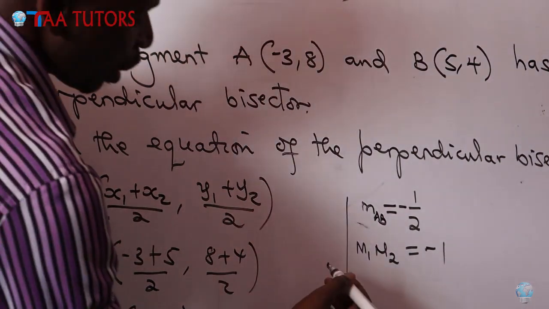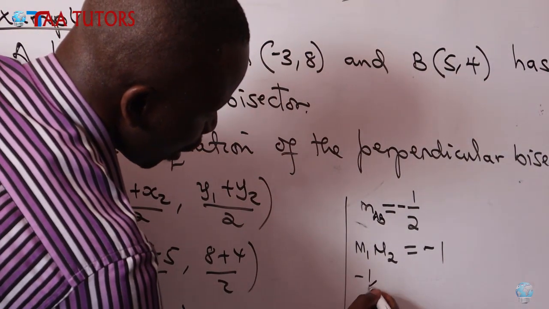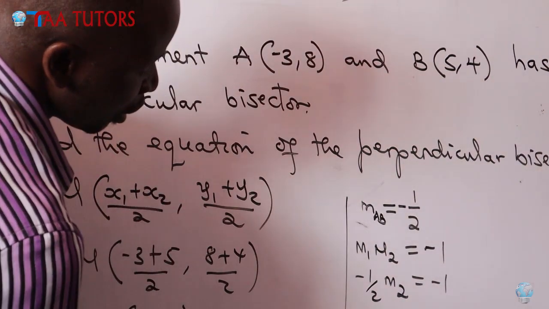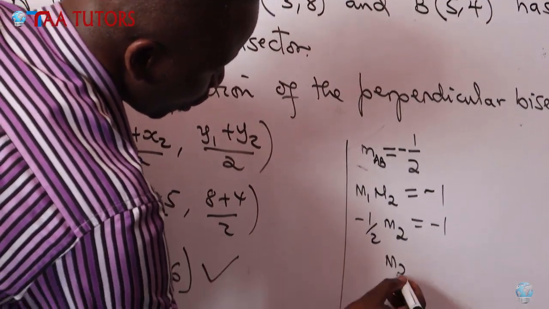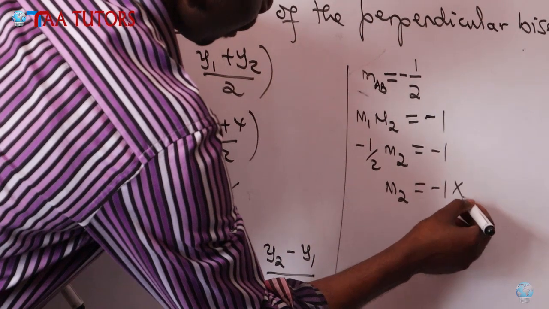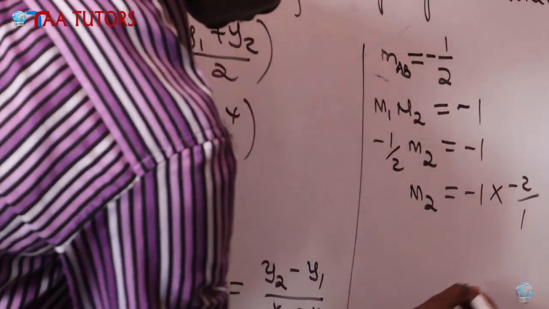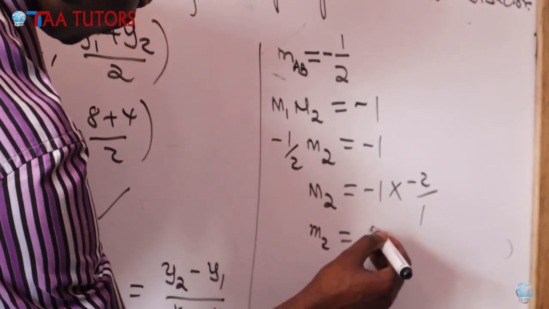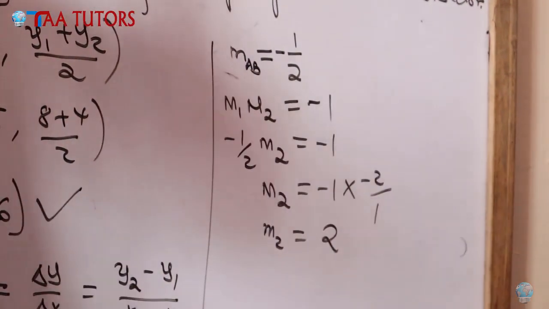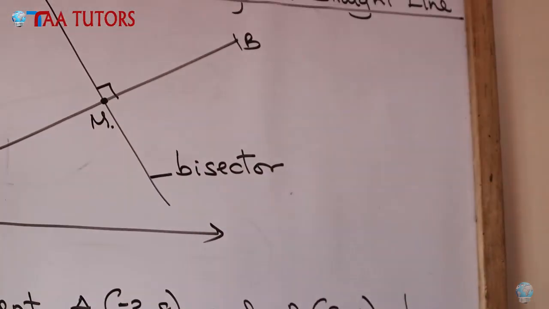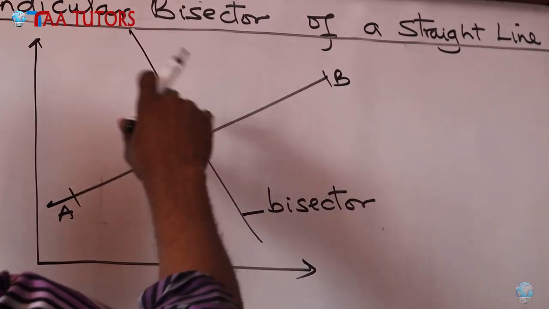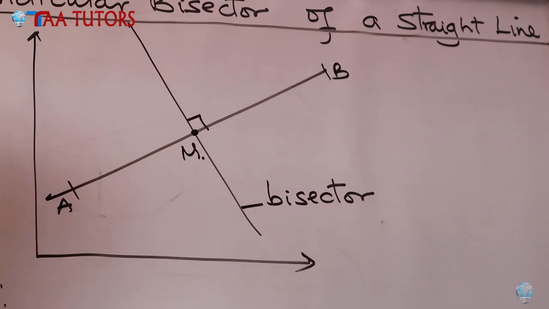So the gradient of AB here, I'll say, is -1/2, times the gradient of the bisector should get -1. For me to get M2, I will say is -1 times -2 over 1. So M2 in this case will be +2. So the gradient of the bisector is +2. And like I said, the bisector, the way I've sketched it, shows it has a negative gradient, but it was a sketch, so we understand what we are doing.